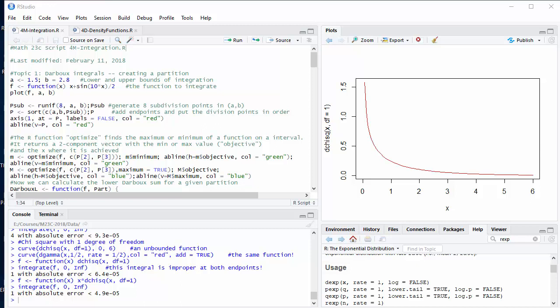Greetings, it's Paul with a script that's designed to show you how to do various forms of integration in R and then how to use the excellent built-in numerical integration functions that R supplies. Let's start with Darboux integrals.